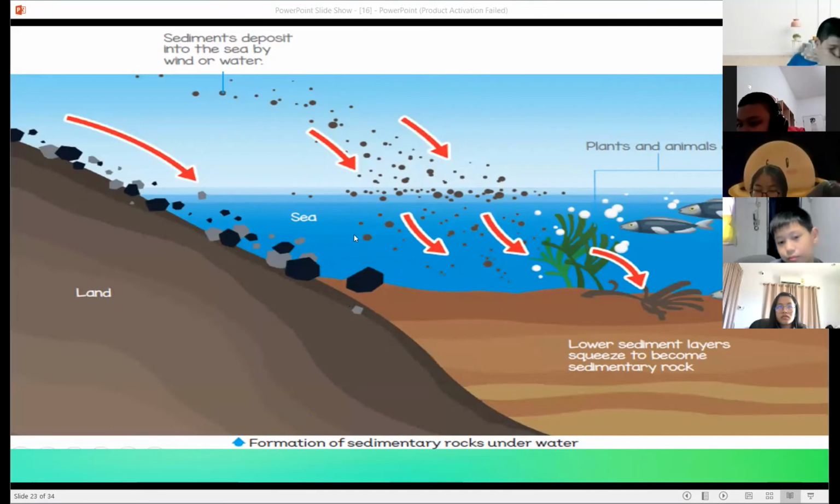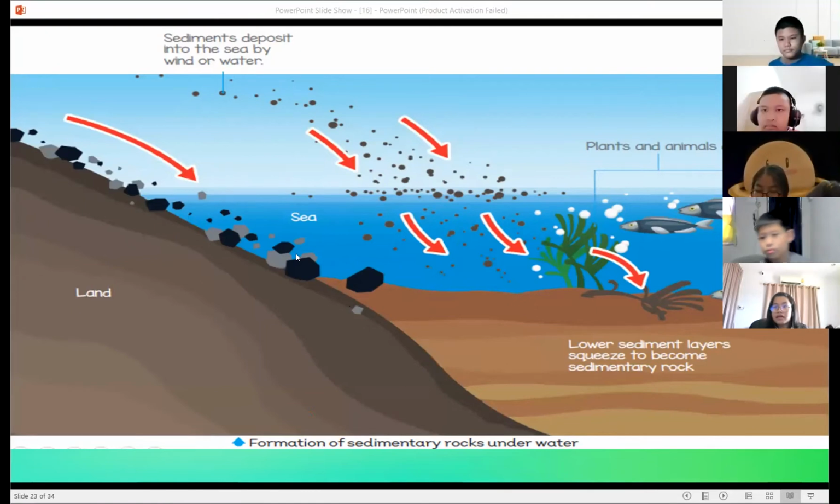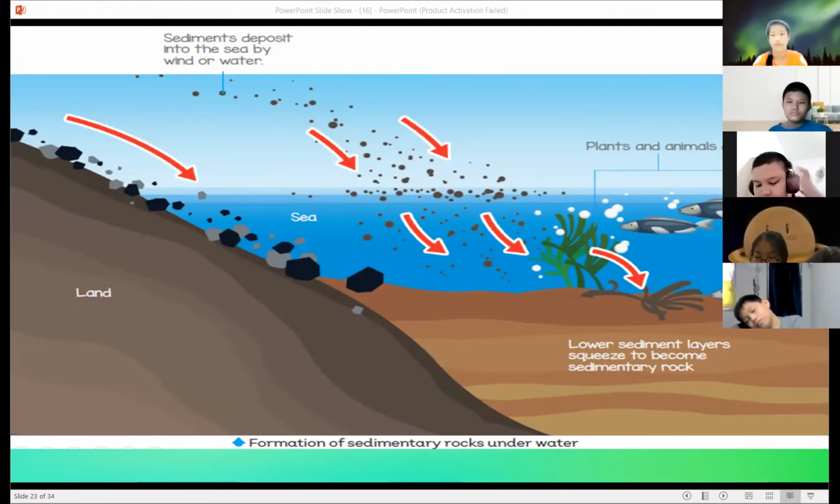Explain what is happening here in this picture. Why there is like dead plants and dead fish. What happened to them? What do you call these things here? Yes, go ahead. The plant, the animal dies, get deposited and becomes sedimentary rock.